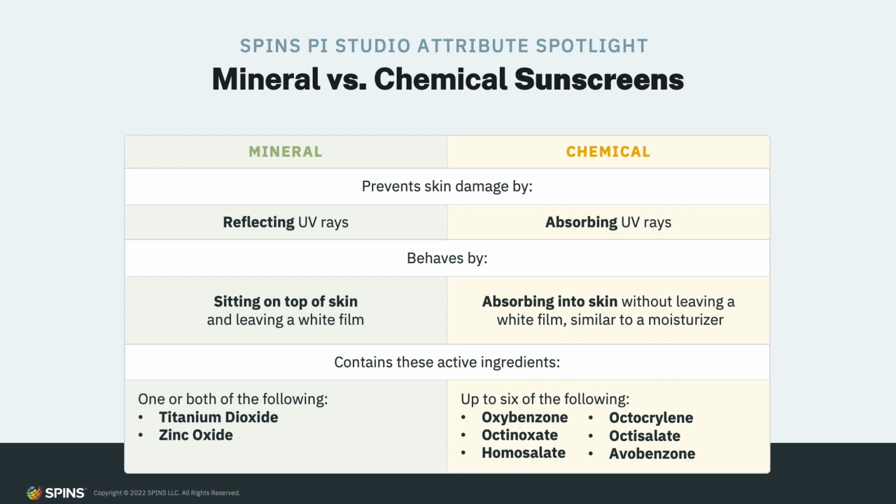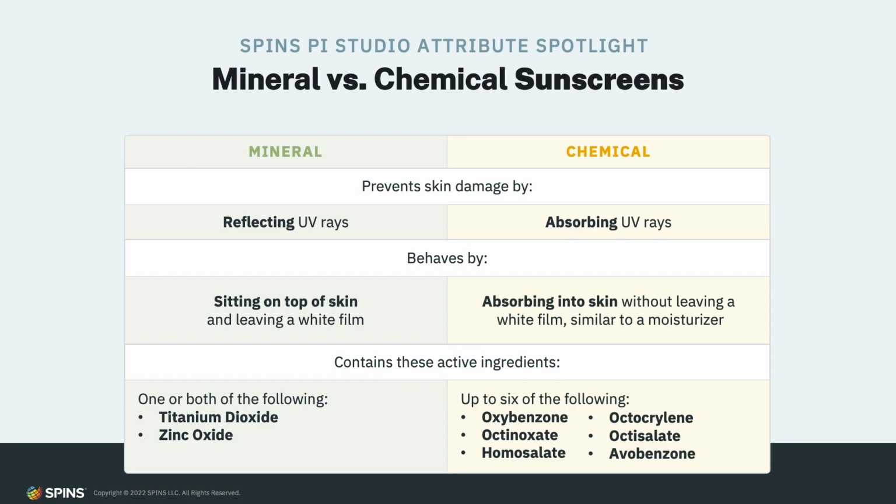Mineral sunscreen sits on top of the skin, creating a reflective layer that blocks UV rays from being absorbed by your skin. Mineral sunscreen contains one or both of the active ingredients titanium dioxide and zinc oxide, which block the UV light. These products typically leave a white film on your skin and don't absorb into your skin.